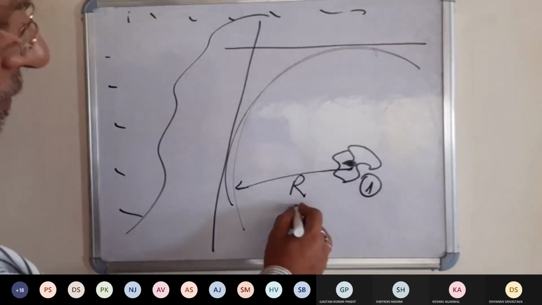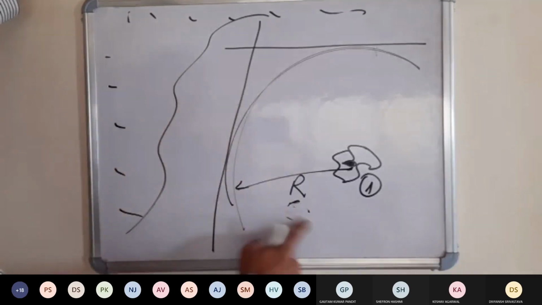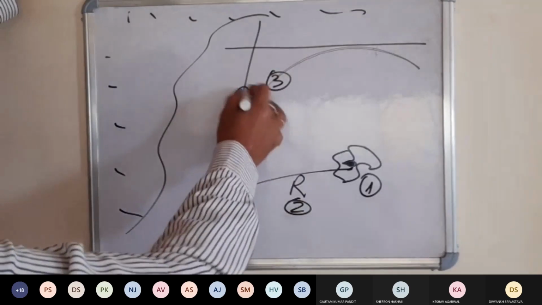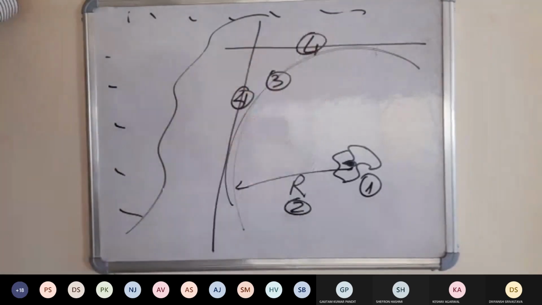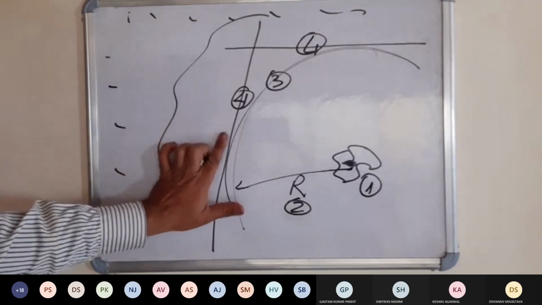So 1, 2, that is deciding the radius, 2, 3 is making an arc, then 4, draw the initial and final course passing tangential to the arc.